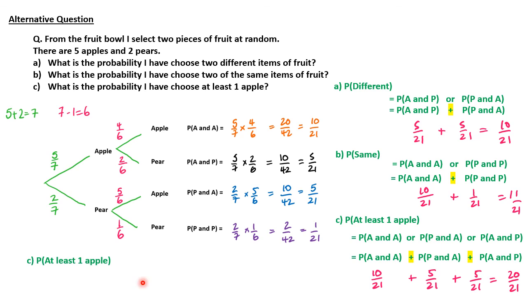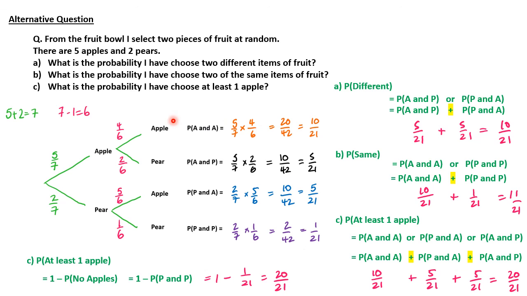Also, another way you could think of this question, so you could do either method would be fine. The probability of getting at least 1 apple, the opposite of that, if you like, is 1 minus the probability of you getting no apples. Okay, 1 minus the probability of no apples is 1 minus the probability of getting 2 pears. Okay, and so in this situation it would be 1 minus 1 over 21, 20 over 21.